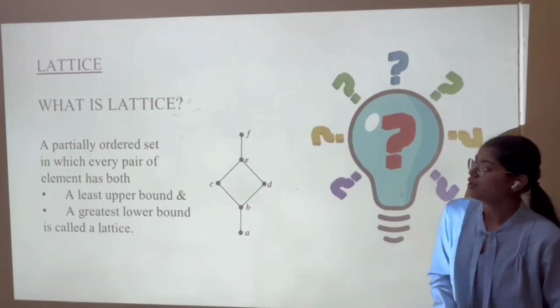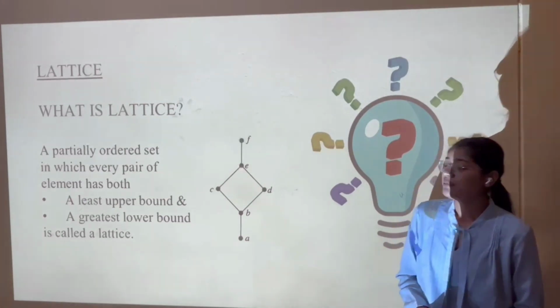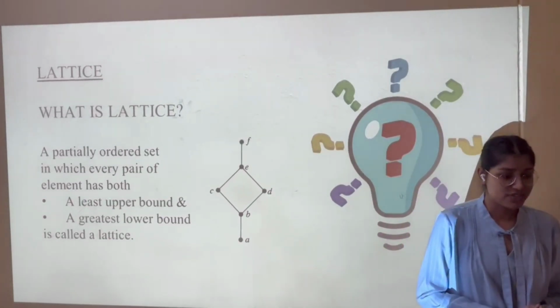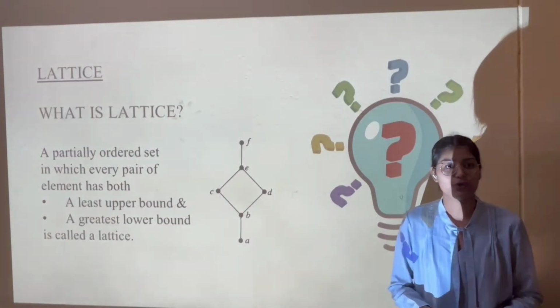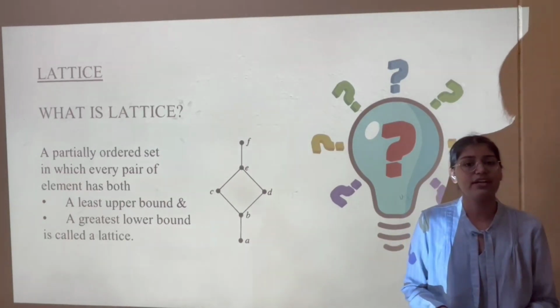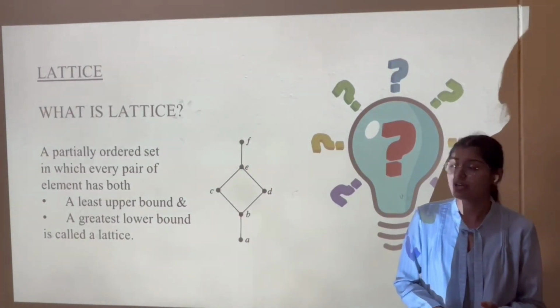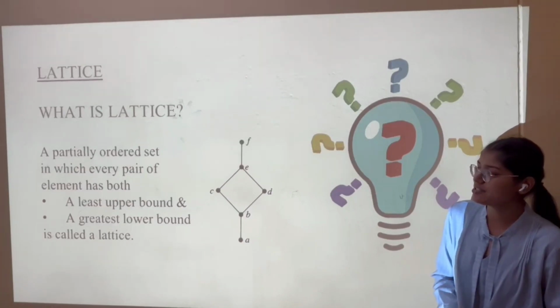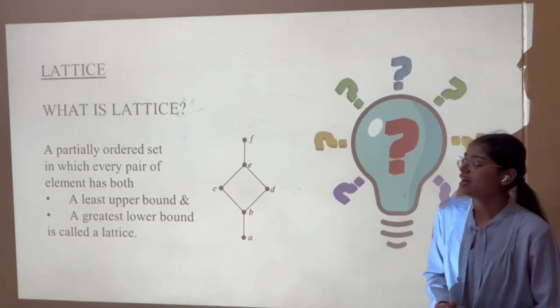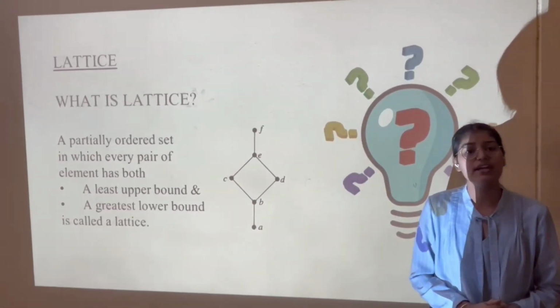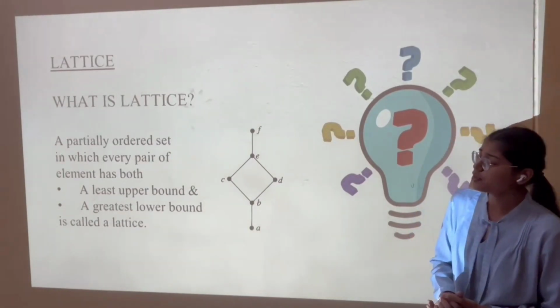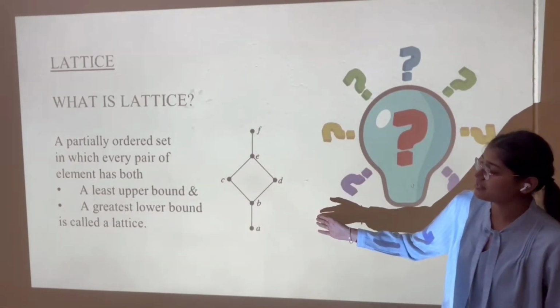So lattice. What is a lattice? Before starting with lattice, you need to know 3 things: a poset, a Hasse diagram, and greatest lower bound and least upper bound. So basically, a partially ordered set in which every pair of elements has both a least upper bound and a greatest lower bound is called a lattice, as you can see here in this example.